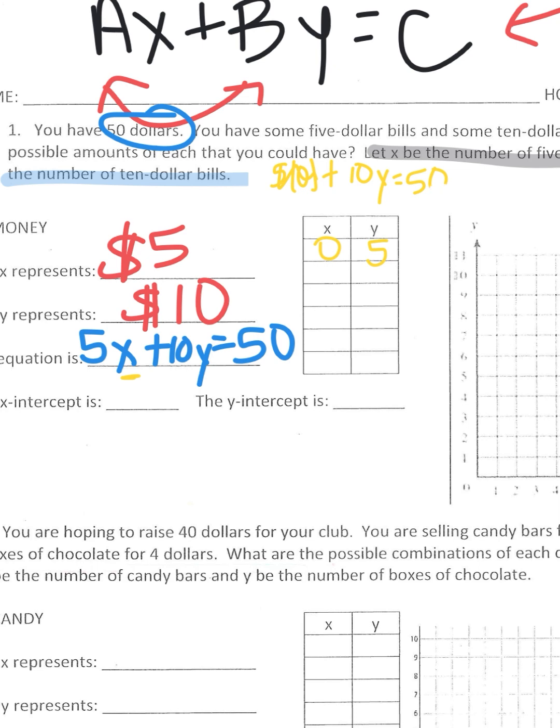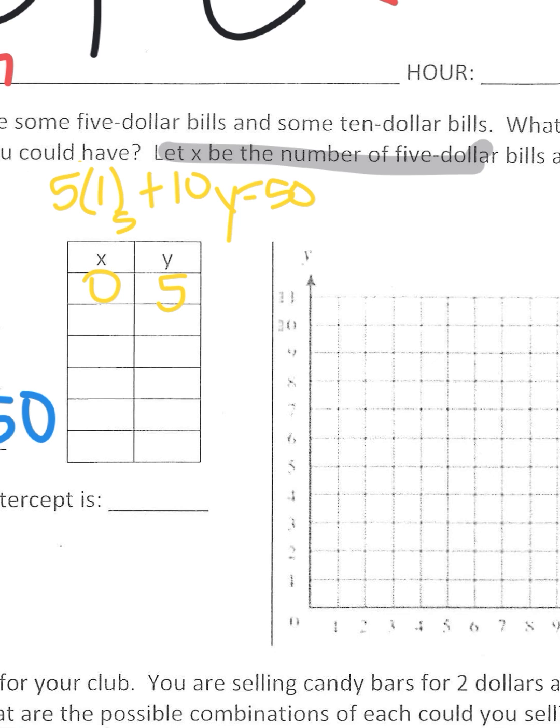Now I can try to see if I can put 1 into my equation. If I had 1 $5 bill, let's see if we could solve this. 5 times 1 is 5. So I would have, let me scoot this over. I would have 5 plus 10y equals 50. And I would minus 5. And I would get 10y equals 45. If I take 45 and divide it by 10, I'm going to get 4.5. I can't have 4.5 of $10 bills, so that one doesn't work.